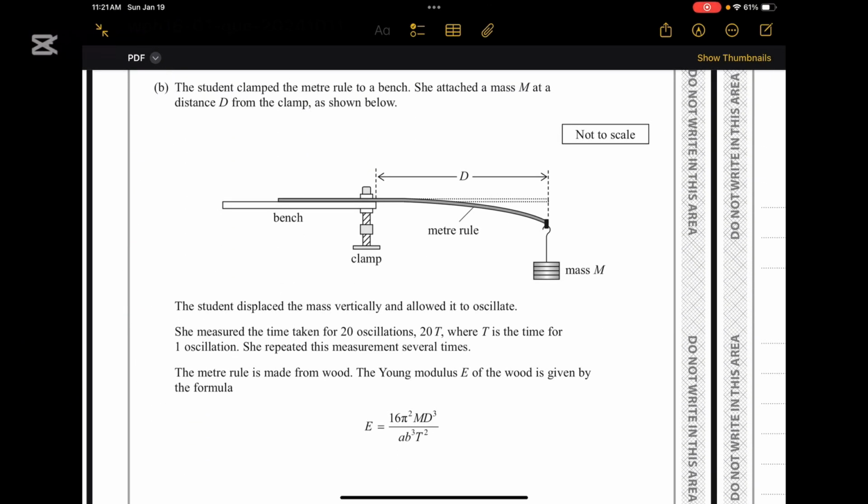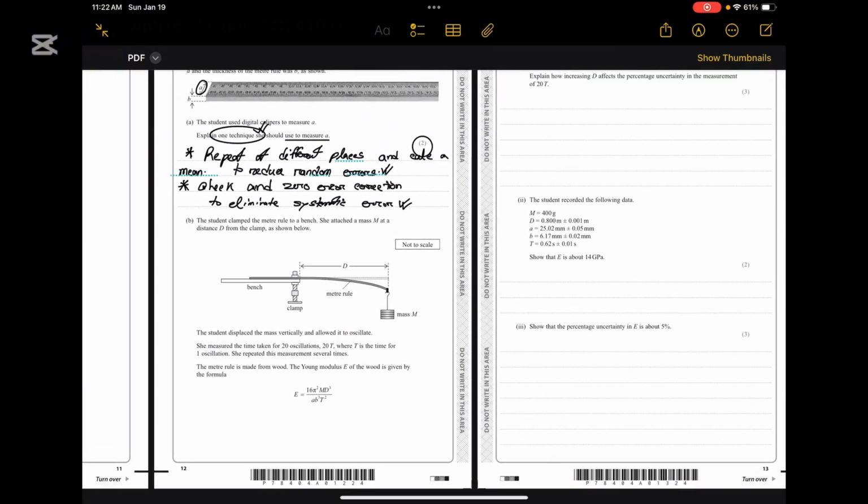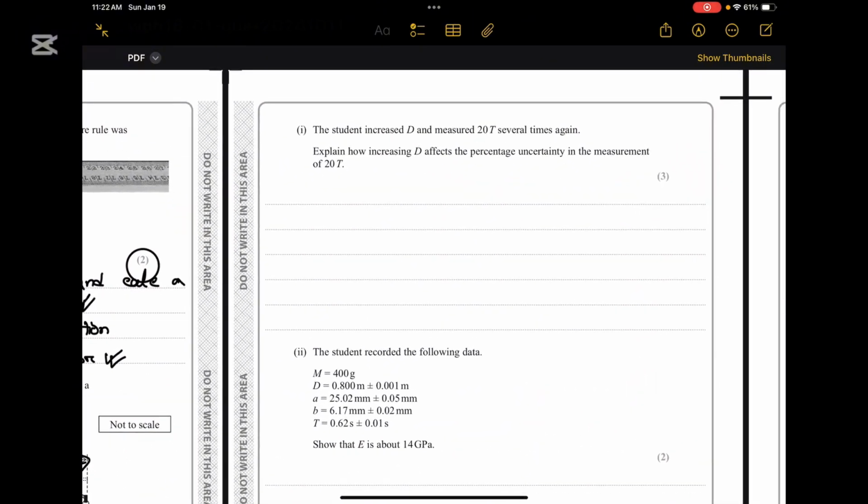So here they have given, the student clamped the meter rule to a bench. He attached a mass M at a distance d from the clamp. This is the distance from the clamp. The student displaced the mass vertically and allowed it to oscillate. She measured the time taken for 20 oscillations, where t is the time for 1 oscillation. She repeated the measurement several times. The meter rule is made from wood. The Young modulus of the wood is given by this formula, stress divided by strain. Explain how increasing d affects the percentage uncertainty in the measurement.